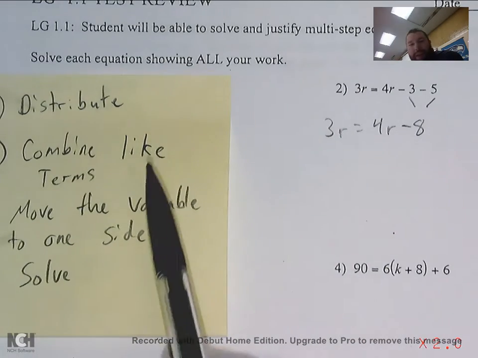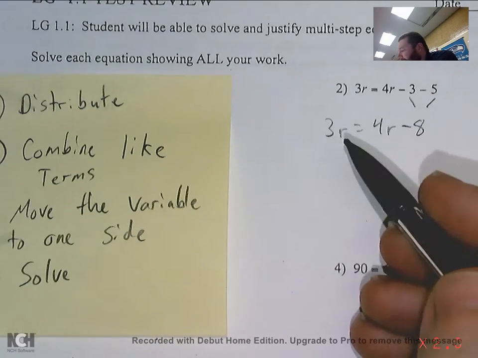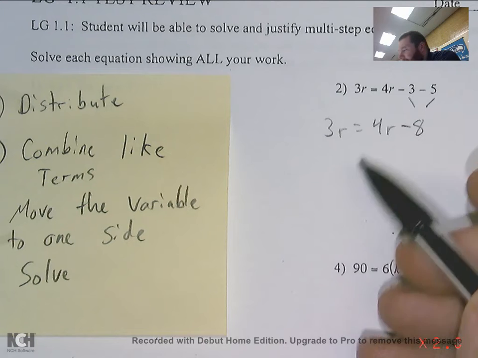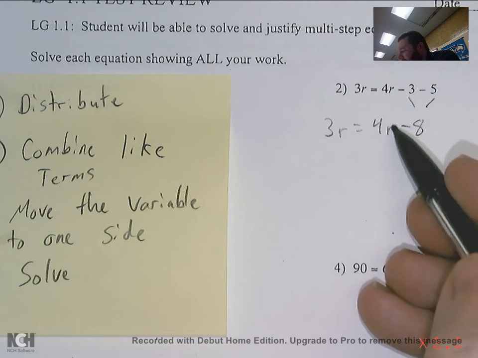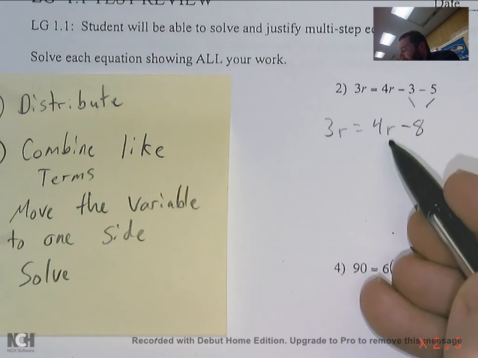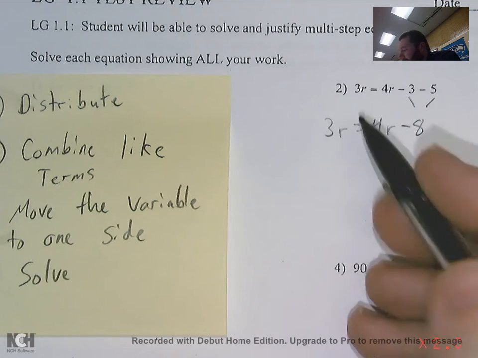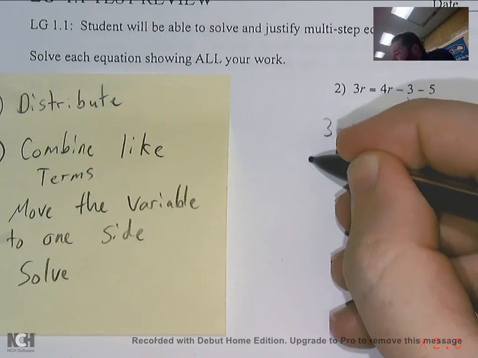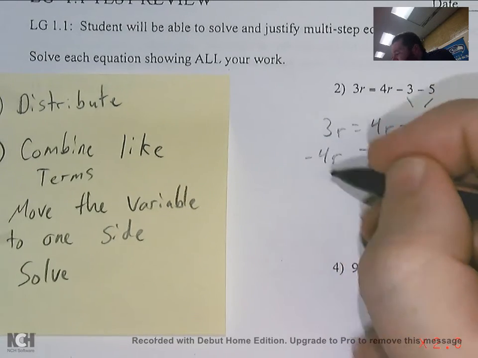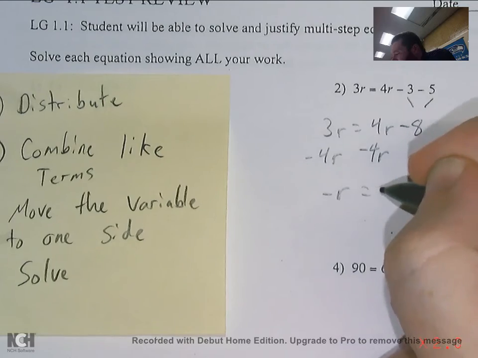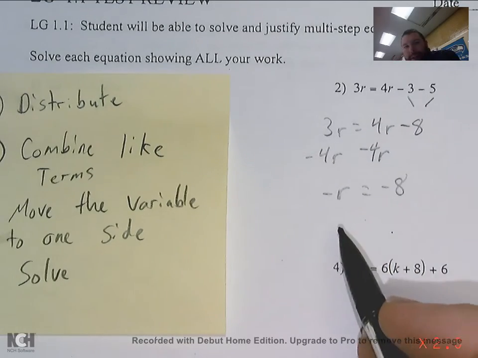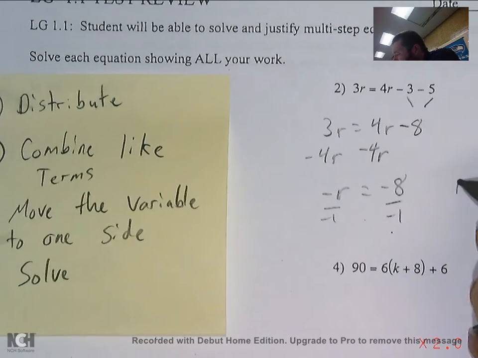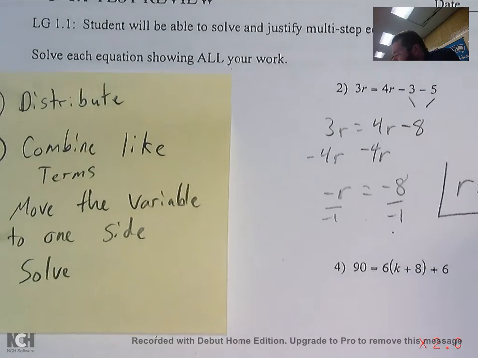Okay, now my next step is to move the variable to one side. This variable is all by itself, so I don't really want to move it. And so this time I'm going to actually pick the bigger one, because this is the side that I'm trying to get the variables away from. So I'm going to minus the 4r, since it's positive, to each side, and that's going to leave me with a -r is equal to a -8. Still not quite by itself, so I'm going to divide by -1, and r is going to equal +8.